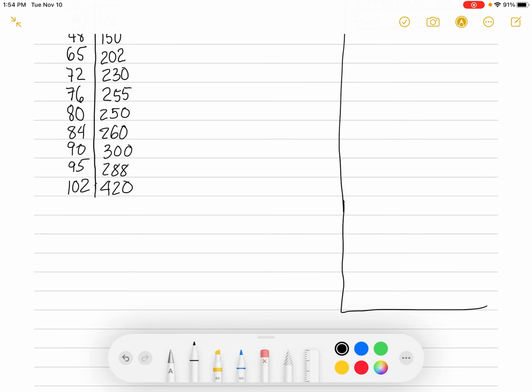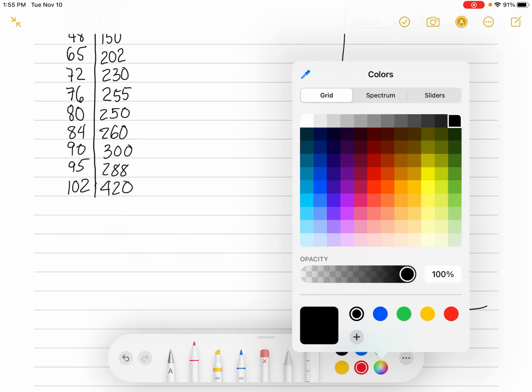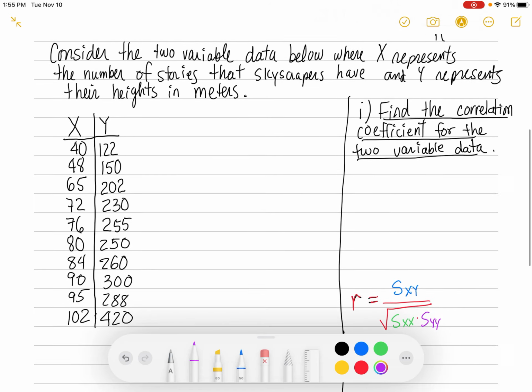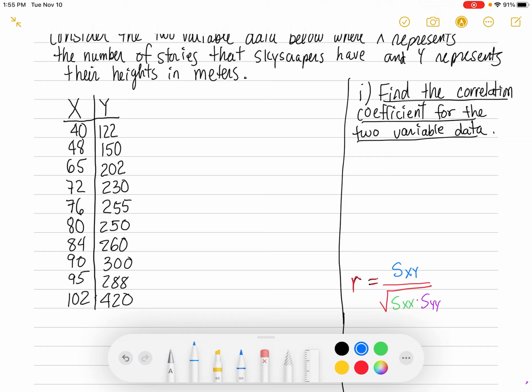So remember, your formula is going to be what? R equals SXY divided by the square root of SXX times SYY. So we've got to find these three numbers here, right? The blue, the green, and the purple number. So I'm going to start off with SXY, the blue one.